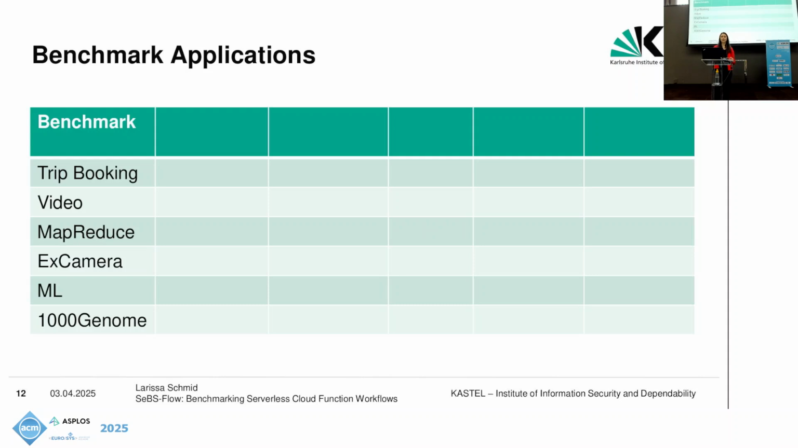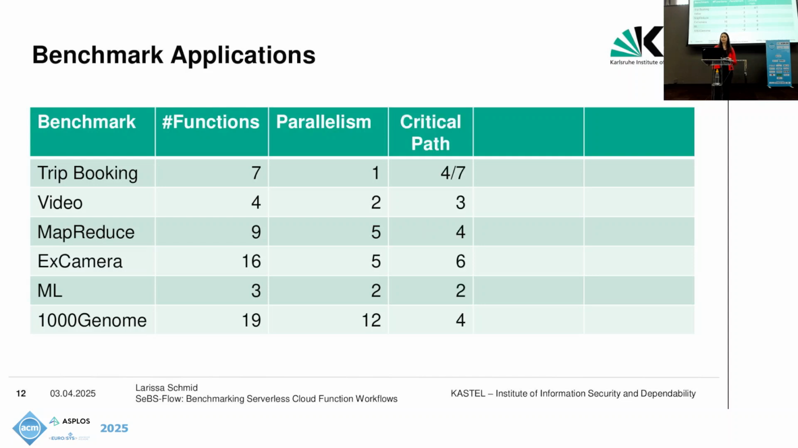We also have the video processing benchmark, some ML workload, but also a scientific workload, which is the 1000 genome benchmark. These workflows do not only differ in the workload they're executing, but also in the number of functions that are executed, spanning from only 4 to 19 different functions. They also encompass different parallelisms, from a sequential benchmark to the 1000 genome benchmark with 12 functions executed in parallel.